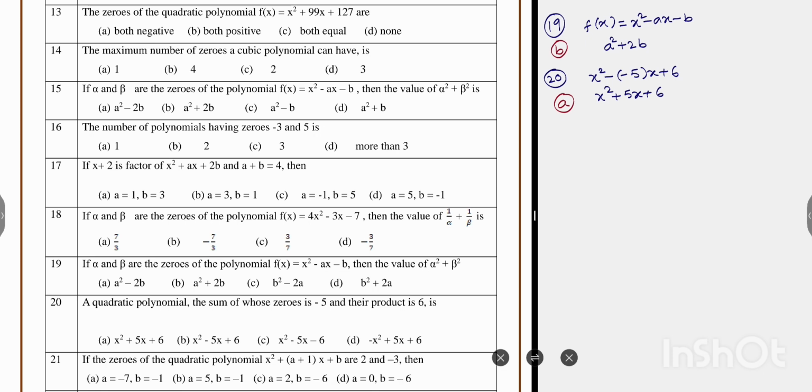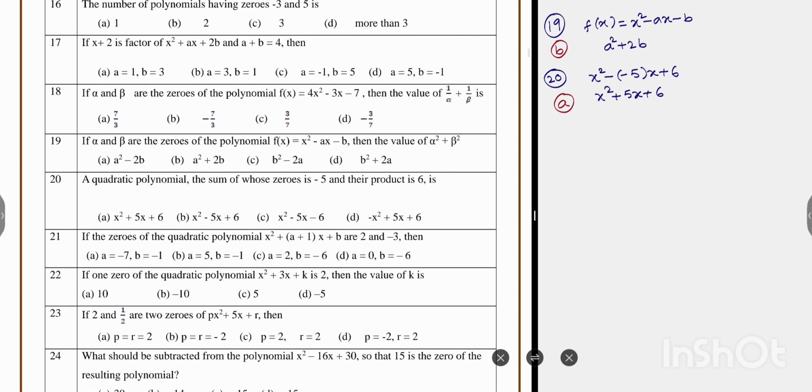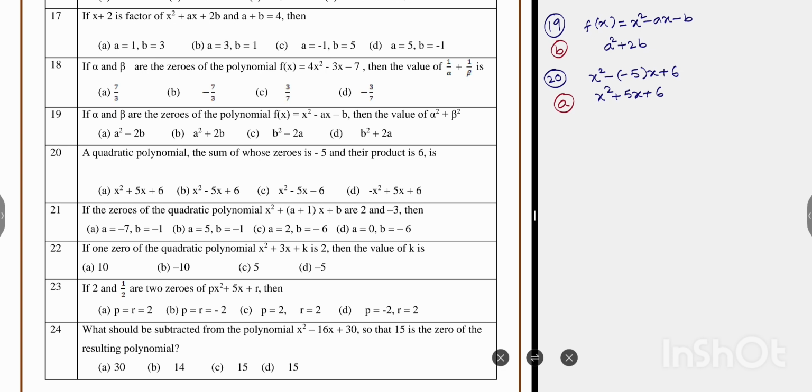Question number 20. Now question number 21. Here a polynomial is given: P of x is equal to x square plus (a plus 1) into x plus b. And two zeros are given: alpha is equal to 2 and beta is equal to minus 3. We know alpha plus beta is equal to minus b by a.